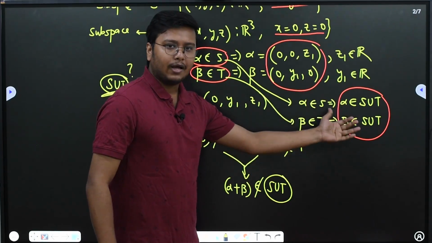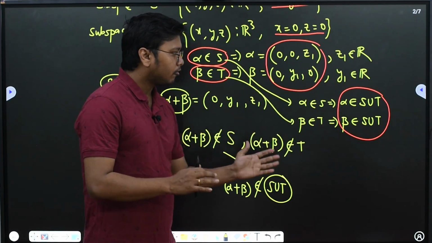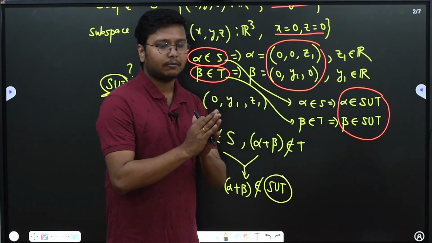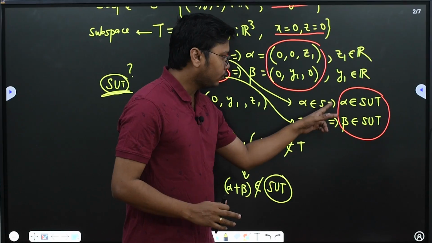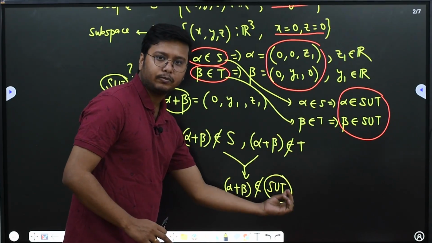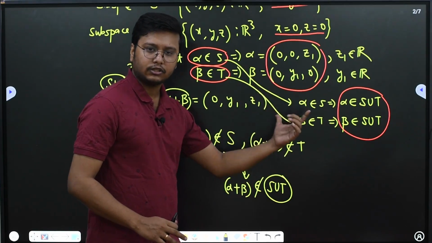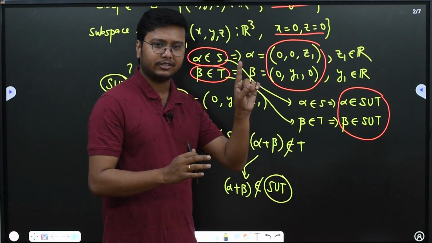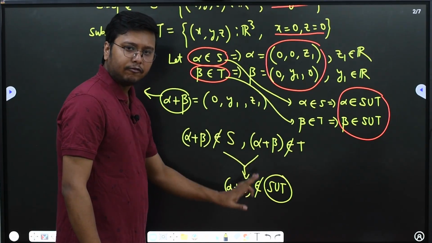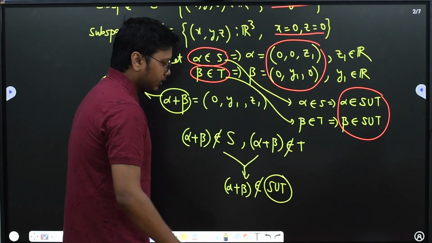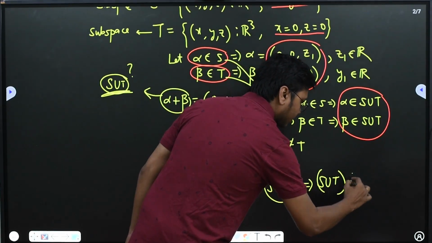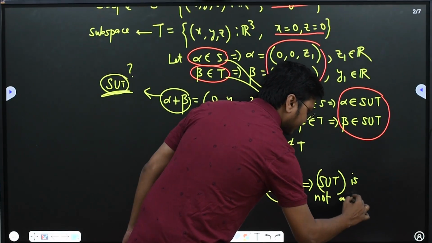So this violates the condition for a set to be a subspace of a vector space, right? For something to be a subspace, if I have two elements belonging to that particular set, then their addition also has to belong to the set. This was one of the conditions for something to be a subspace, and there was another one as well. But I can see that the very first condition has been violated here. So this means S union T is not a subspace.